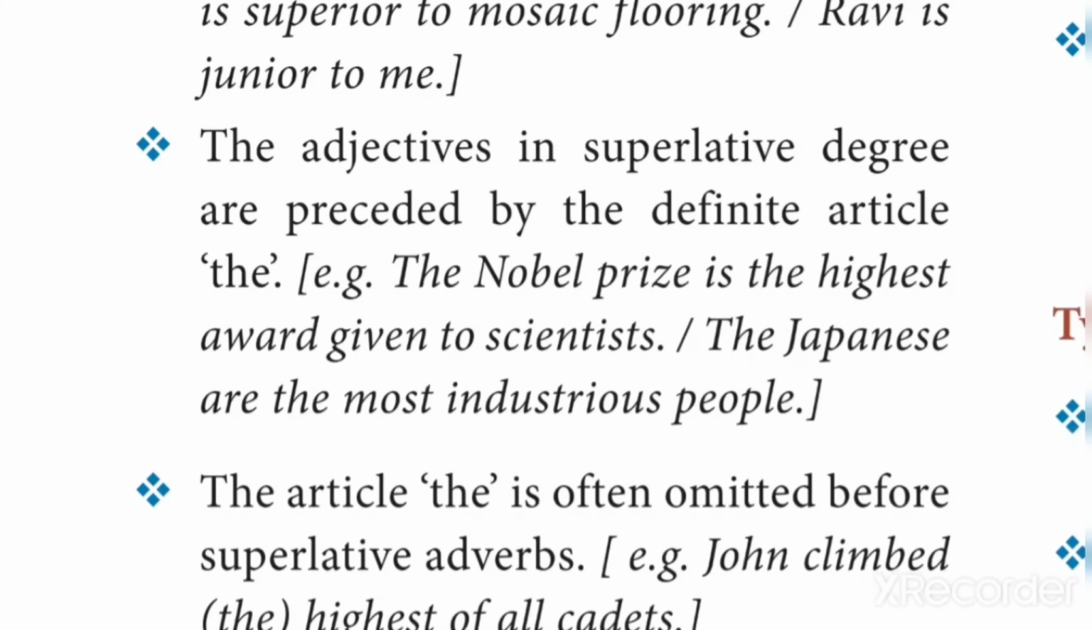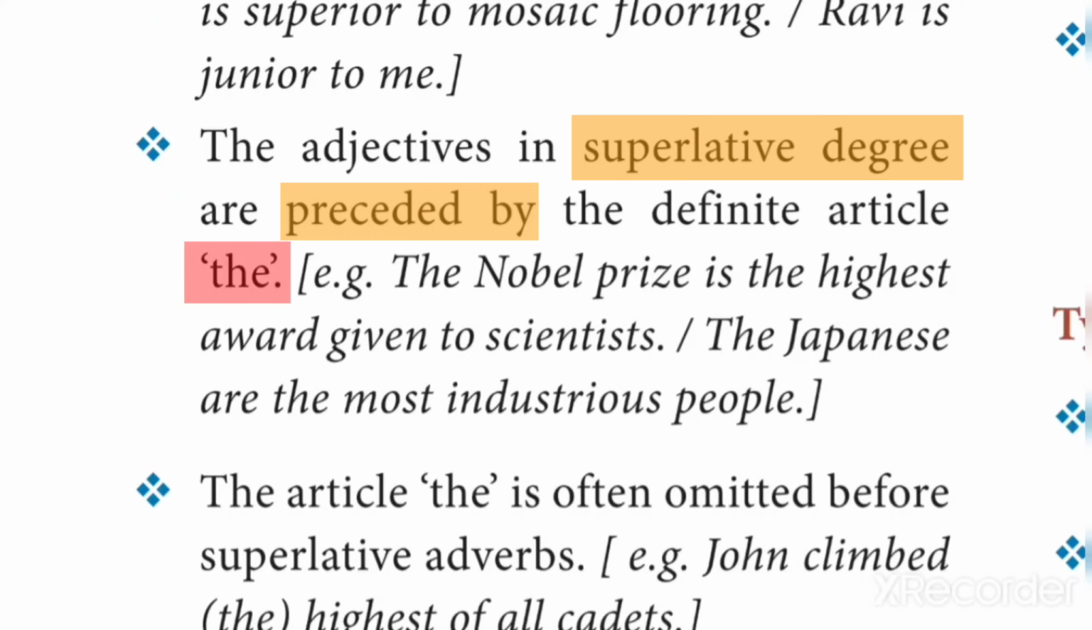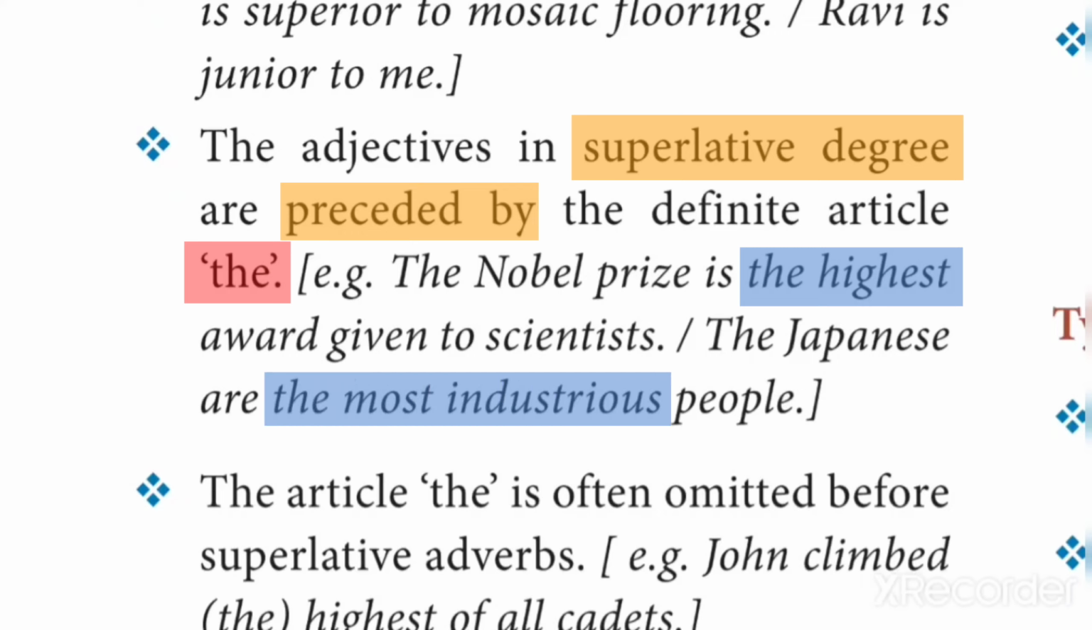The adjectives in superlative degree are preceded by the definite article the. Example, the Nobel Prize is the highest award given to scientists. The Japanese are the most industrious people. In both these examples, you find the article the before the superlative degree adjective.